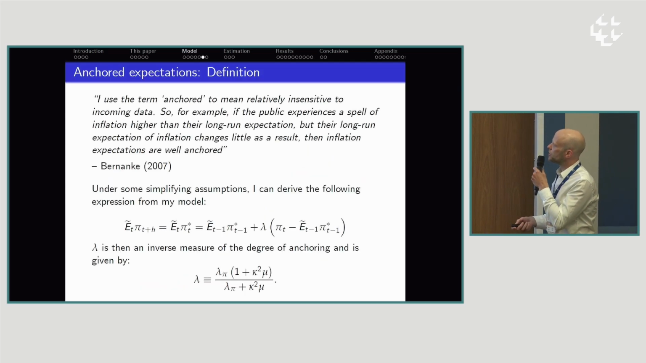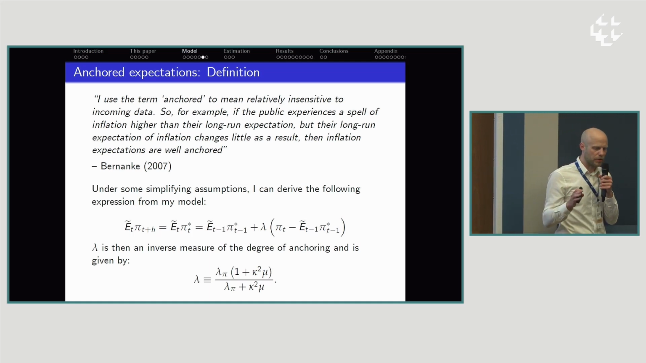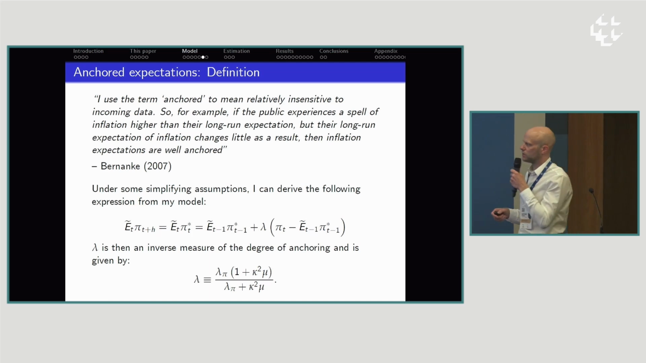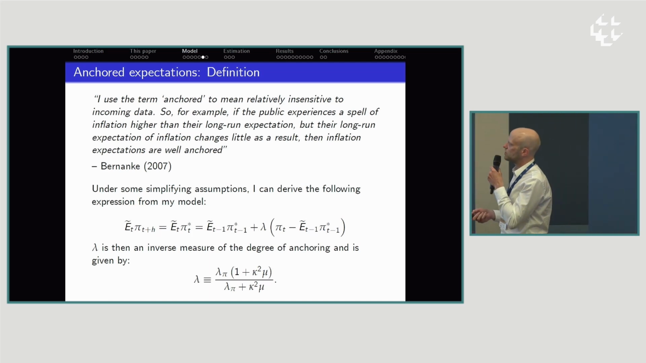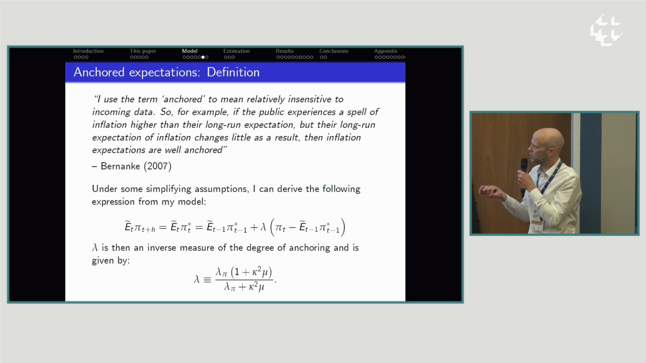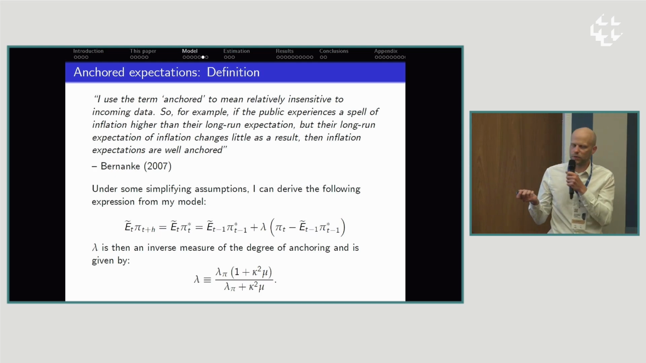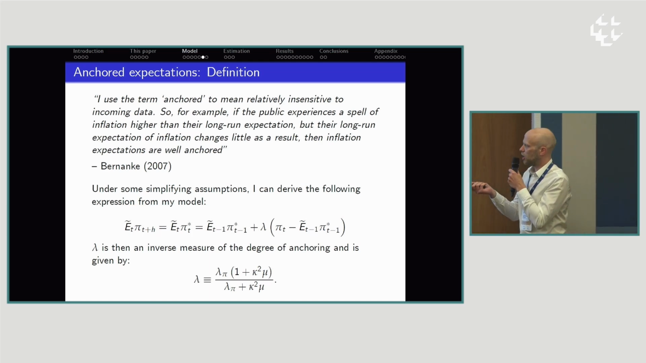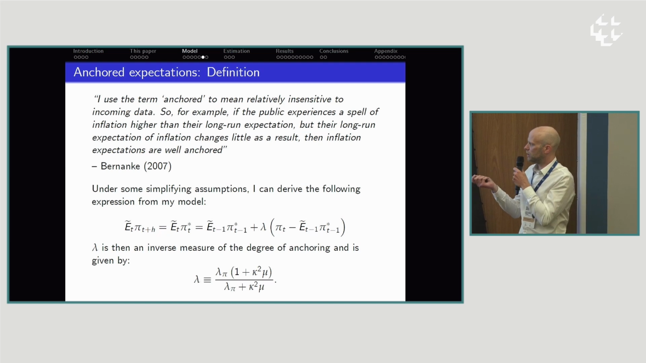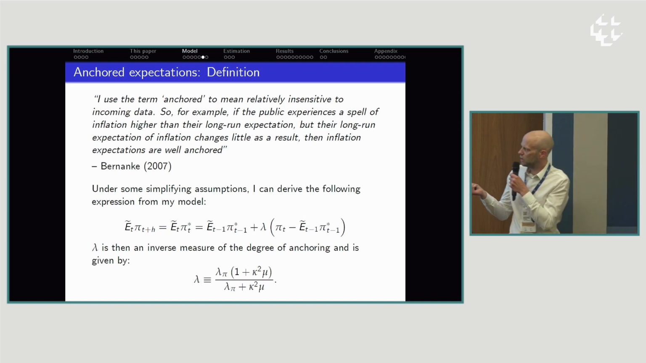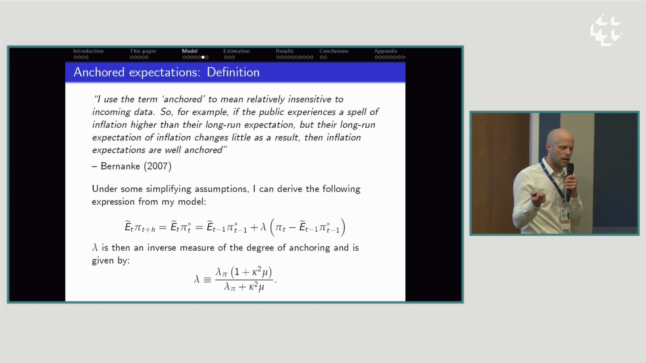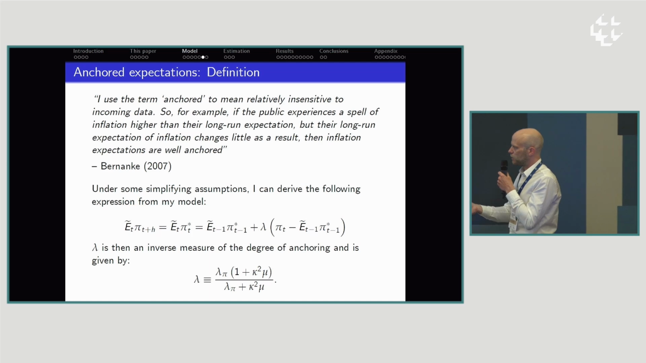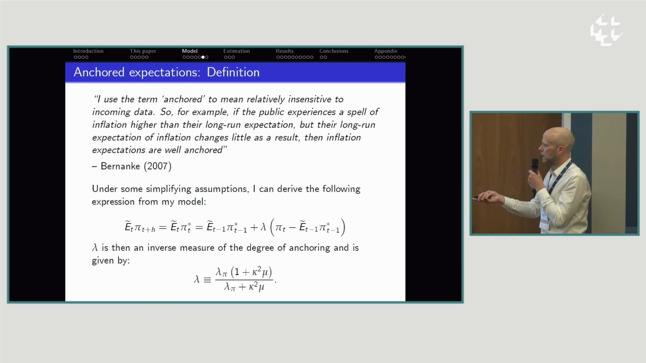Okay, anchored expectations definition. It simply follows the original definition by Bernanke that anchored means relatively insensitive to incoming data. So under some simplifying assumptions, I can use this model to derive this expression, showing that expected inflation at any future horizon h is equal to my estimated inflation target, and I update that inflation target in light of recent forecast errors. And then I define this parameter lambda, this gain parameter, which will be a function of all the structural parameters in the model, including, first and foremost, the inflation Kalman gain.